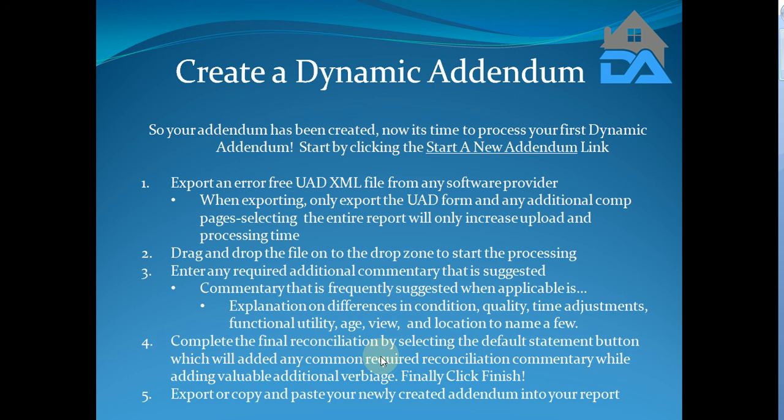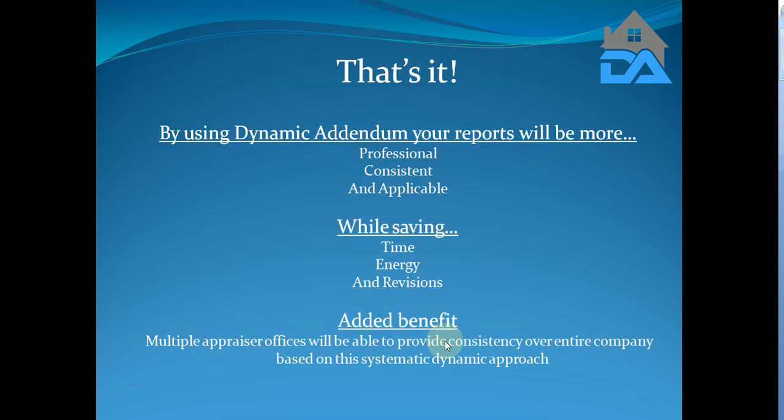Once you export it, it takes a couple seconds from the software. Drag and drop it on the drop zone. There you go. It's going to prompt you for any additional commentary that can't be dynamically created but will be dynamically placed onto your report. And that's it. Click the finish button, export it again as we showed you through the Word document, or just select all and copy and paste it and go. So that's it. That's the basic demonstration of how this program works.